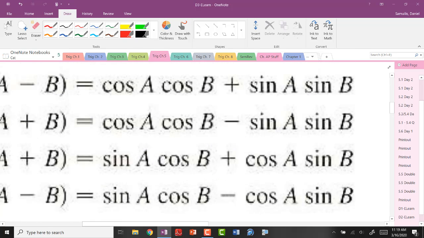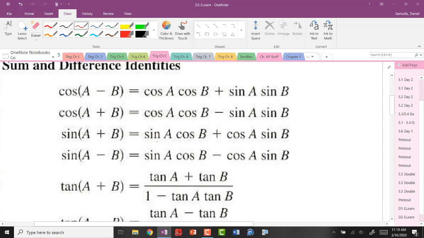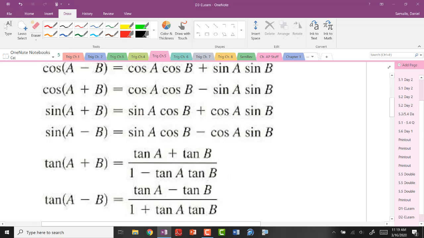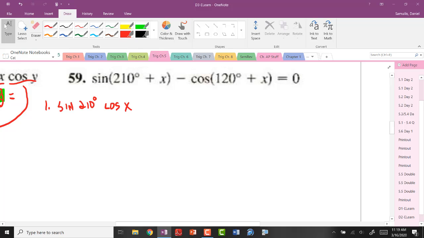That's why I got these right here. Sine sum rule: sine of a plus b equals sine a cosine b plus sine b cosine a. I just decided to write it like that because multiplication is commutative. All right, plus sine x cosine 120. And for the purposes of highlighting, you don't have to highlight in your homework. I took care of this.